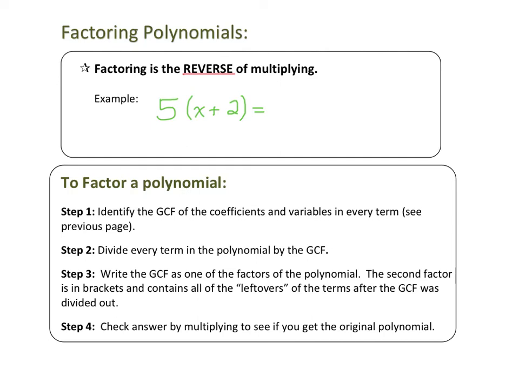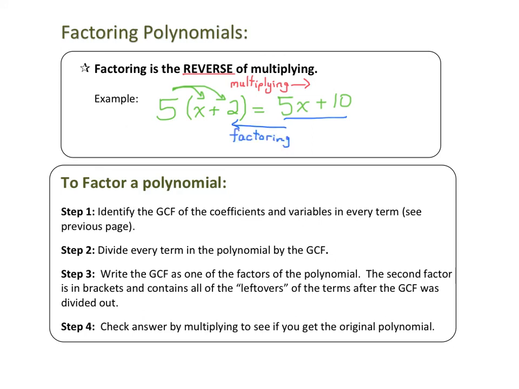Factoring is the reverse operation of multiplying. So if we look at an example of multiplying a polynomial, where we use the distributive property, you have to take the 5 that's outside of the brackets and multiply it by everything inside the brackets. So you'd have 5 times x, which is 5x, and 5 times 2, which is plus 10. This process is multiplying by getting rid of the brackets. Factoring is the reverse of this operation. It's when you have a polynomial and you need to go to a form with brackets.